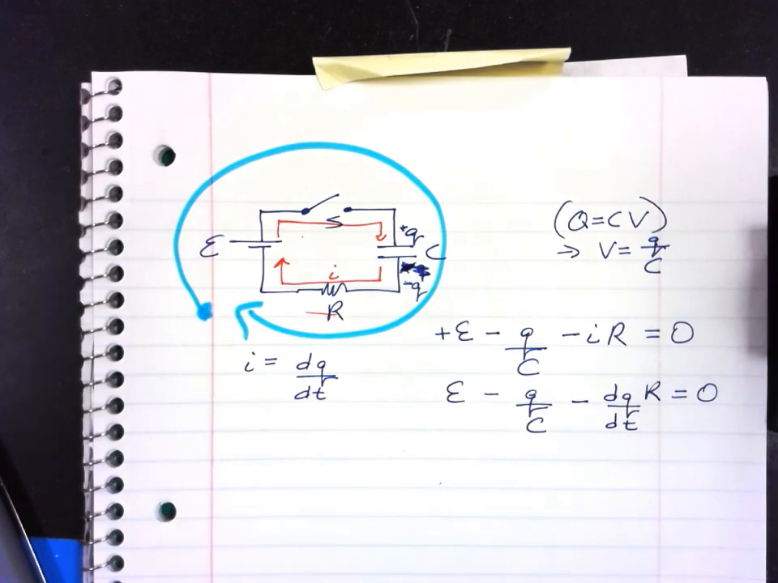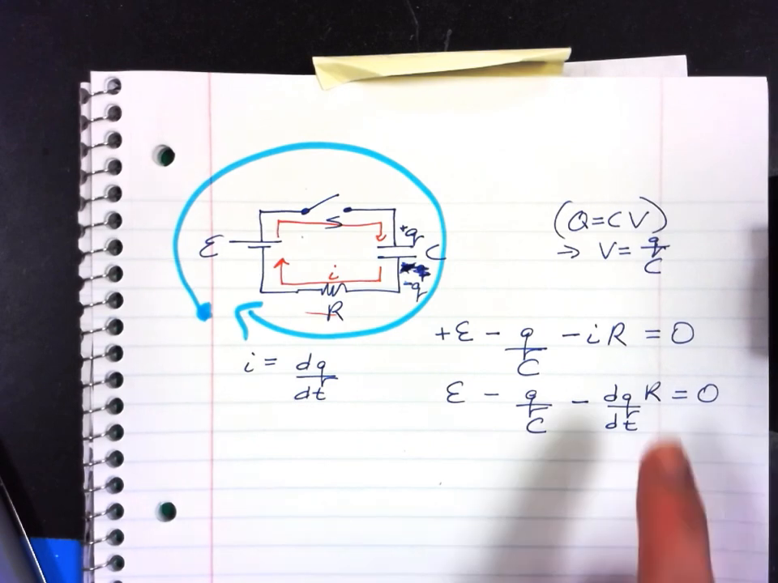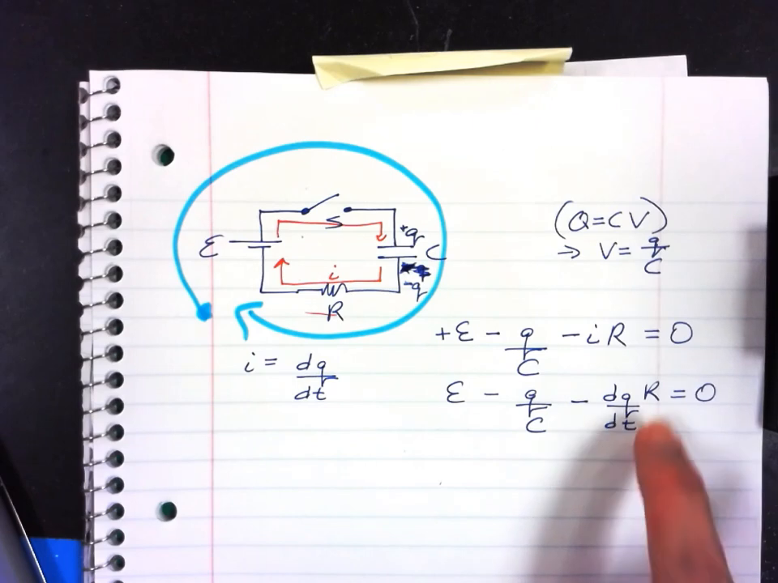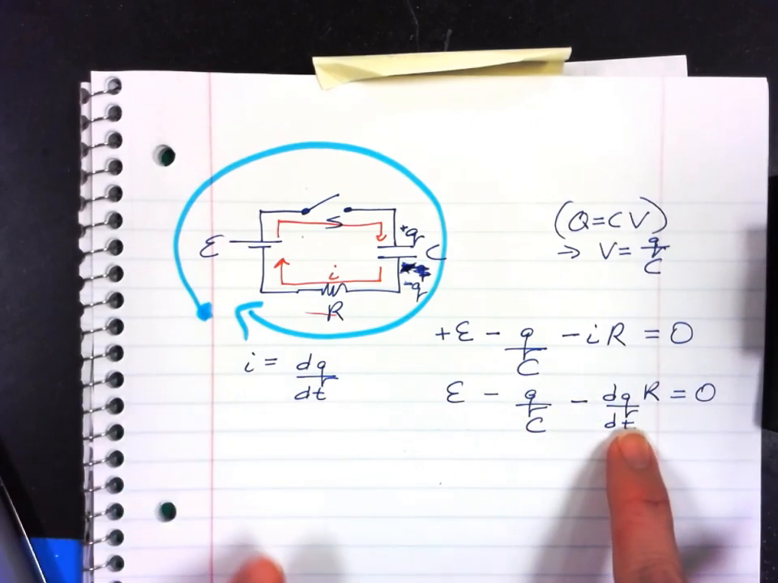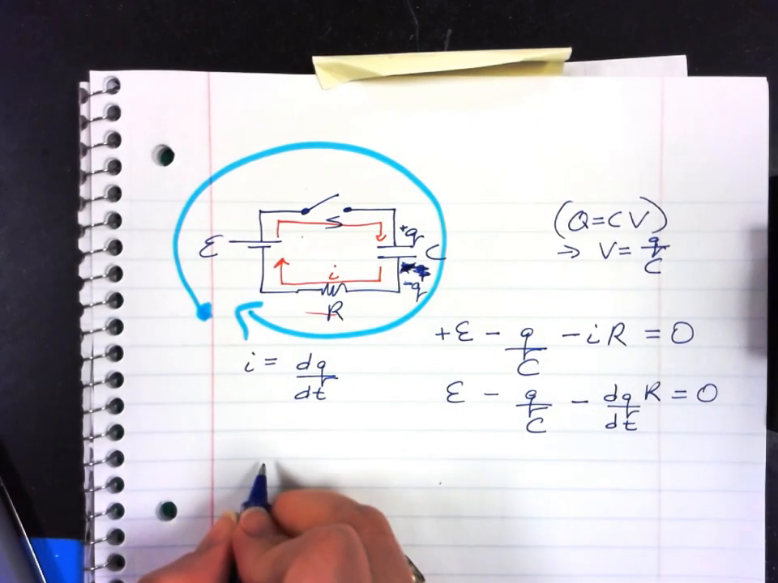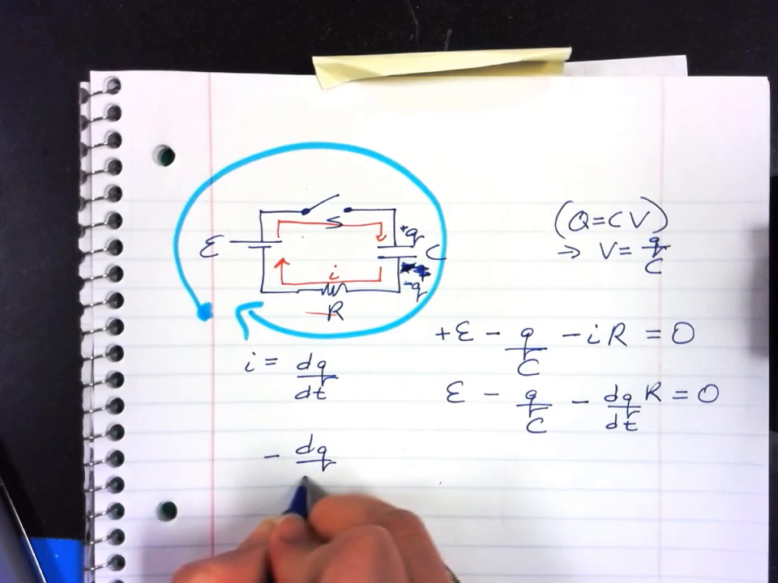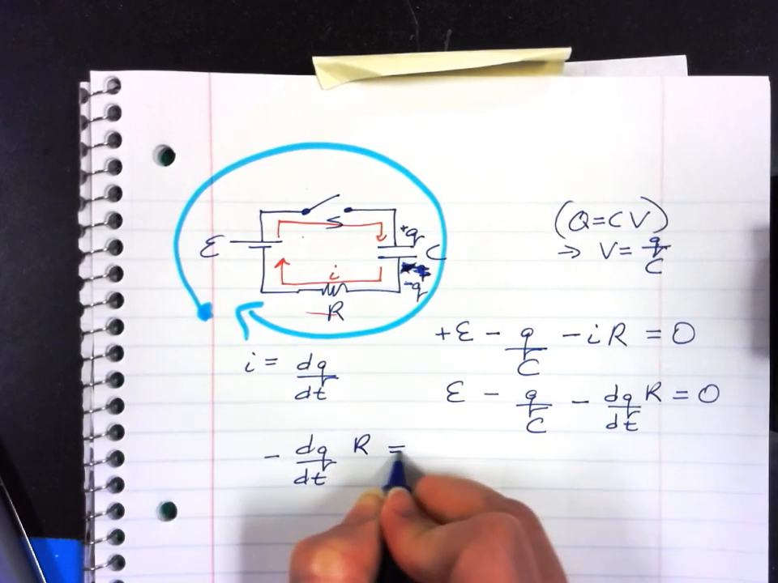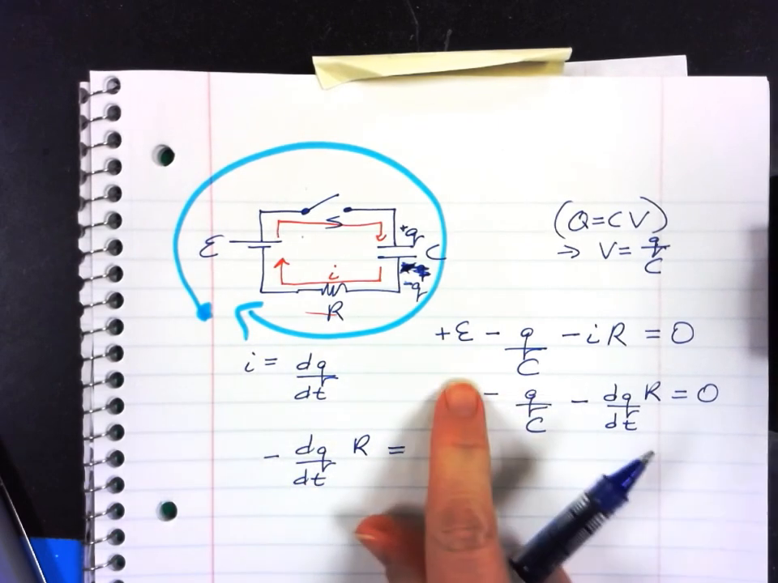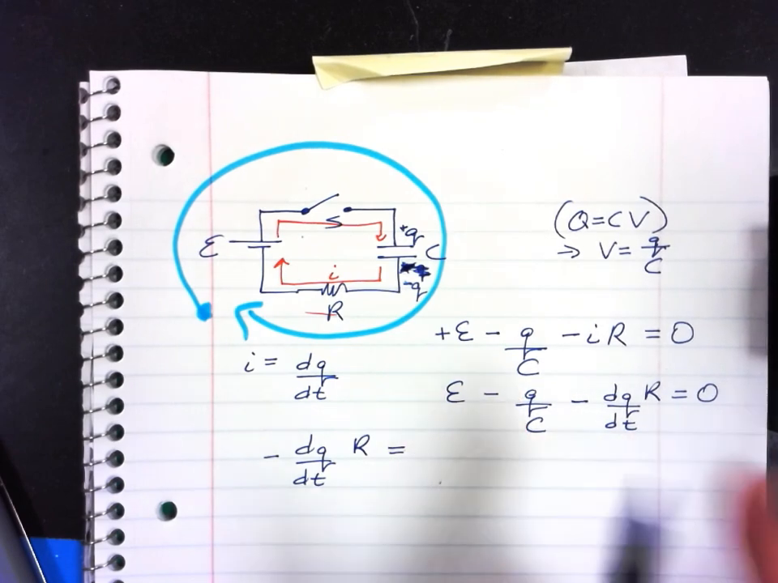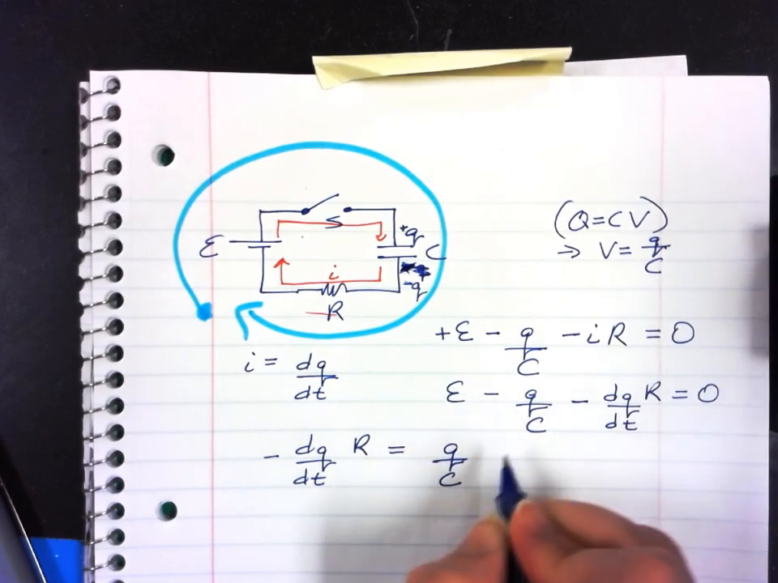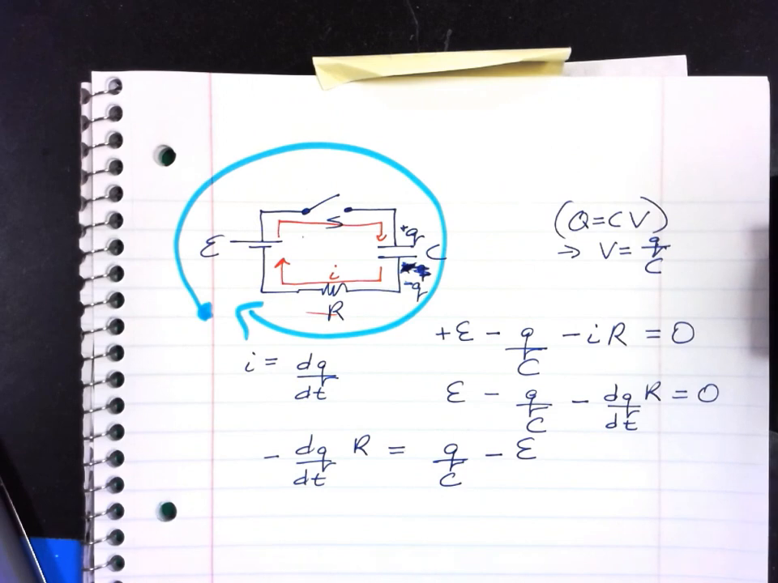The reason I'm doing some of these steps in this order is because I know what the answer is, so it's the quickest way, because it may seem kind of arbitrary. I'm going to isolate this term first on the left, so I'm going to keep it on the left side of the equation. Negative dQ dt times R equals, then I'm going to move both of these over to the other side. So I'm going to add Q over C and subtract the EMF.